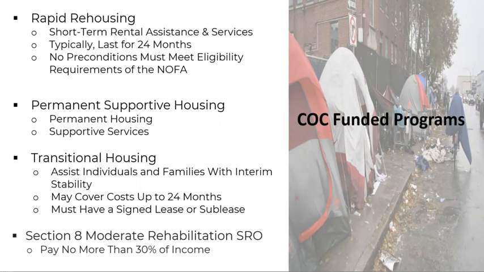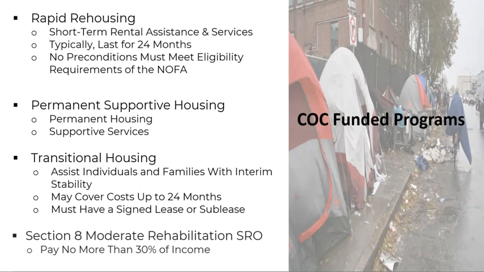Permanent supportive housing provides indefinite leasing or rental assistance combined with supportive services for disabled persons experiencing homelessness so that they may live independently. With permanent supportive housing, at least one member of the household must have a disability. It could be an adult or child. So that's the requirement for this particular program.